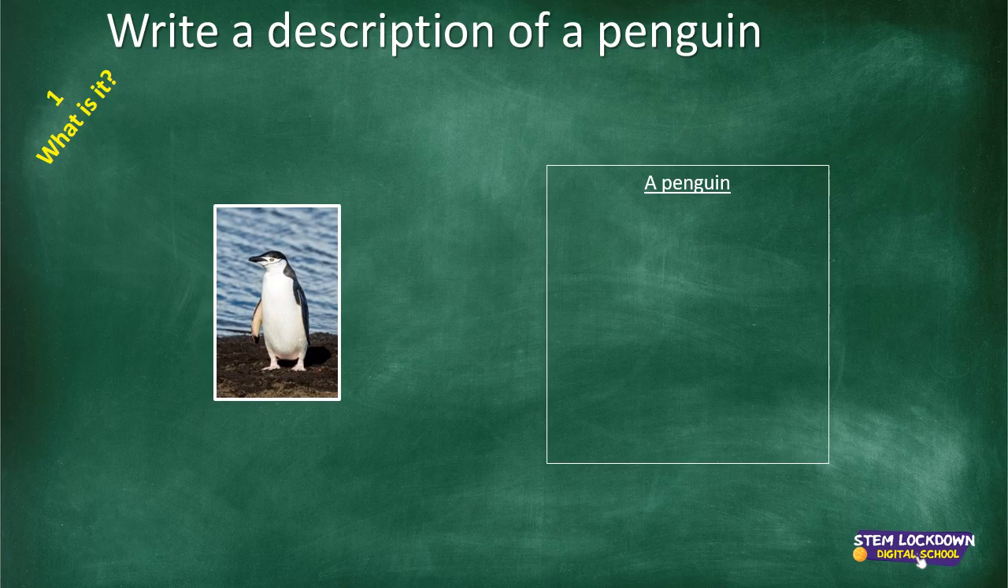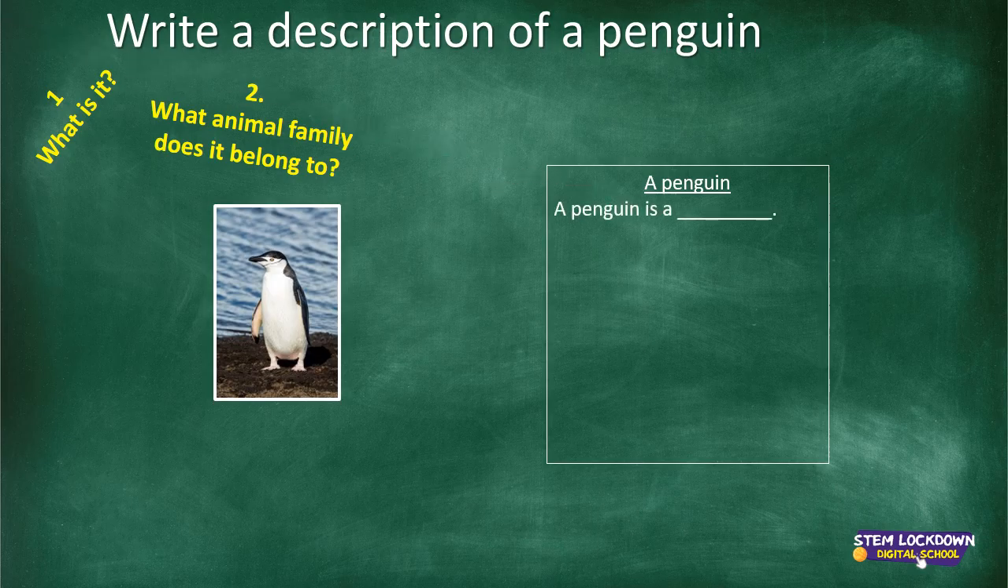Right. On a new line now, number 2. What animal family does it belong to? So write, a penguin is a, and say what it is. What do you think it is? What's our topic at the moment? A penguin is a, so have you got that sentence? Write the whole sentence. Got that? Good. Let's go on.